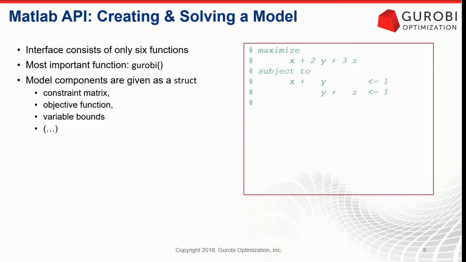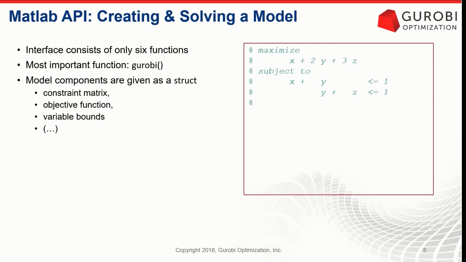Before actually going to the new features, I want to discuss very briefly the general use logic of the MATLAB and R interfaces. I'll start with MATLAB here. The interface consists of only 6 functions, and the most important one is gurobi. The idea is to put all the data needed to formulate the optimization problem in one chunk of data, a MATLAB struct variable, and pass it to that function.